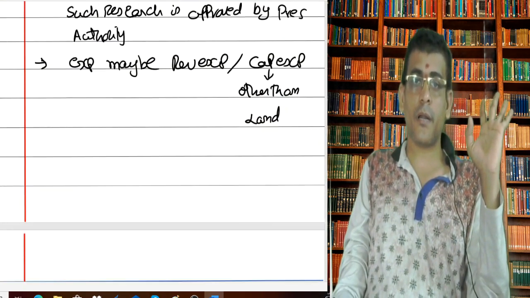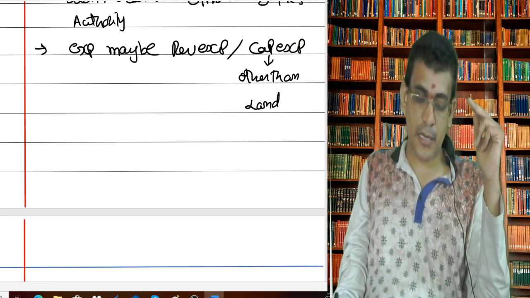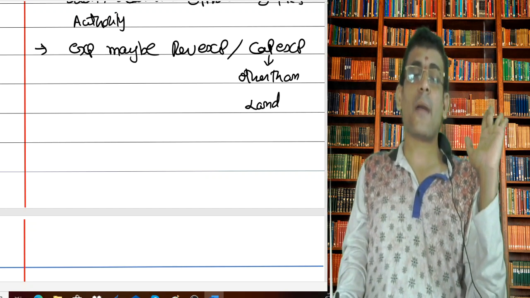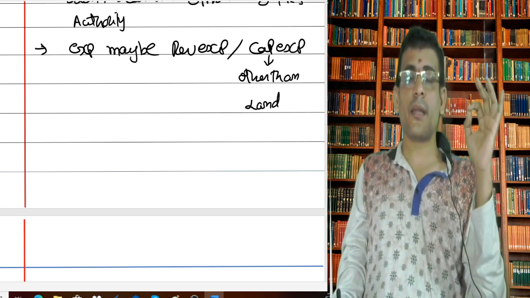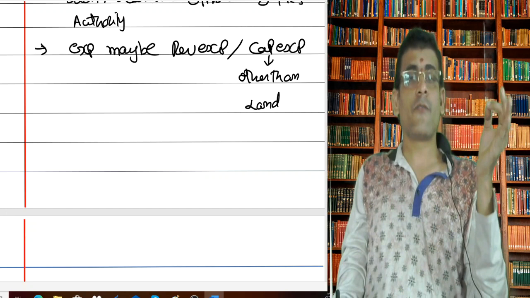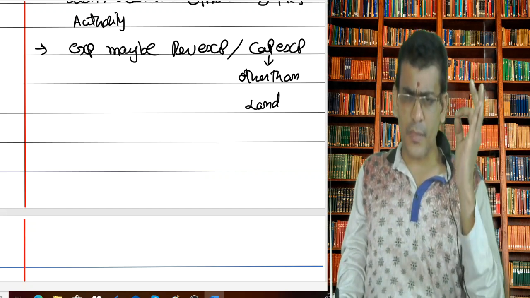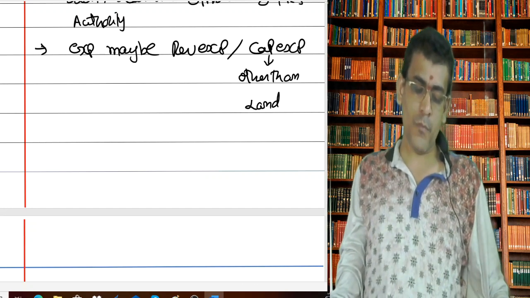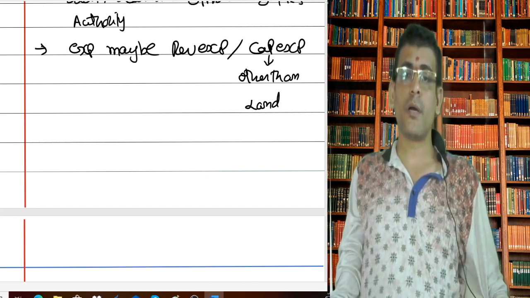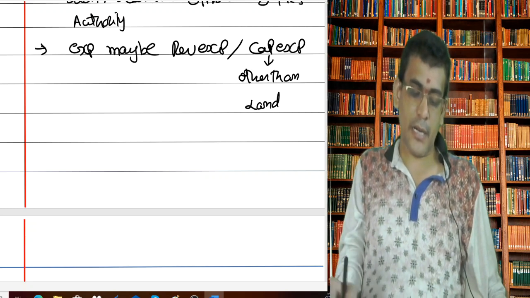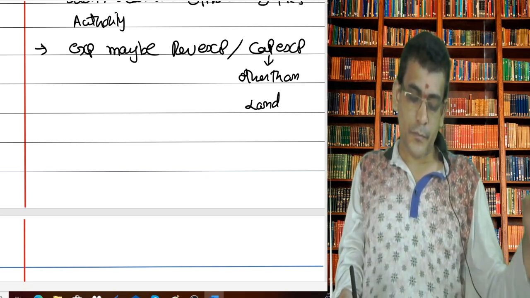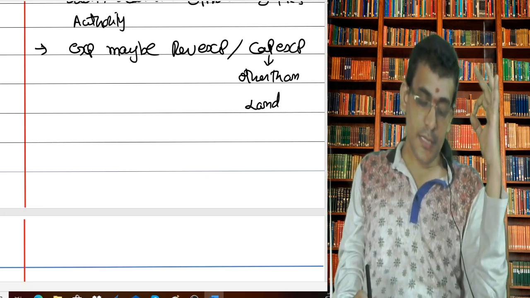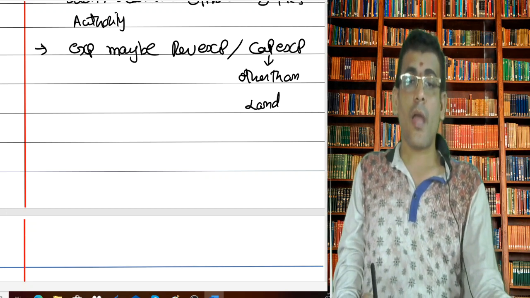Now here, expenditure can be either revenue or capital expenditure. But in case you are incurring capital expenditure other than land, for what purpose should you incur it? For doing scientific research, and the scientific research should be approved by the prescribed authority. Once all these conditions are satisfied, then comes the amount of deduction.